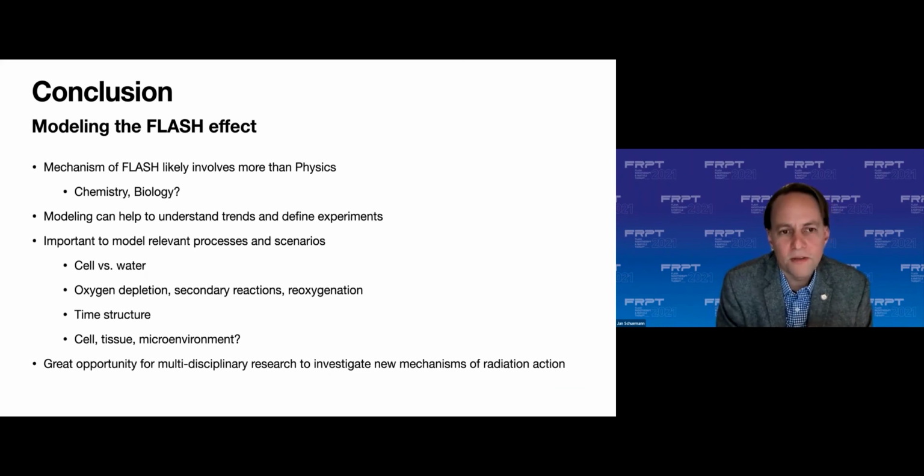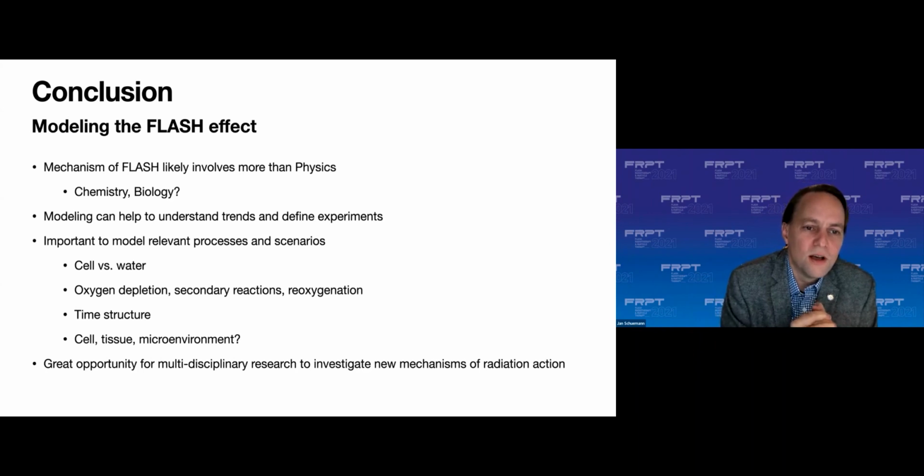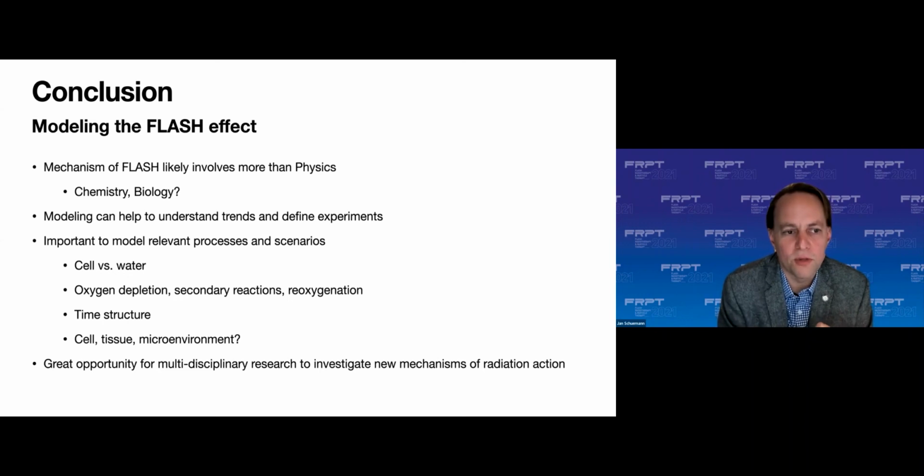Now, just modeling the FLASH effect is something exciting, I think. The question is, what mechanisms are involved and what do we need to model? We probably need more than just physics. There's definitely an interplay between physics, chemistry, and biology, so it's really interdisciplinary. Modeling is important, I think, to really help us understand the underlying mechanisms. And if we really want to move this field forward into the clinic, I think it's very important to understand the mechanisms just so we can get the most out of our potential FLASH sparing effects.